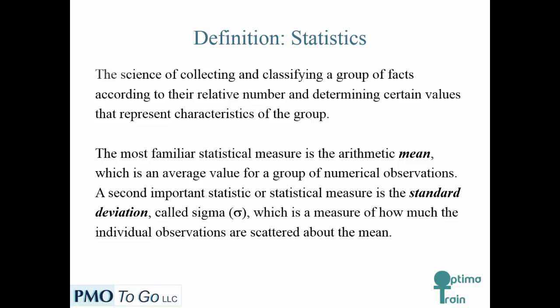So we collect a group of facts about a group. We are probably most familiar with the mean or average of those values. This gives us some idea of the midpoint or central tendency of the group. However, if we have no idea about how those values are spread out, we really don't have a very good picture of the group. We need to know how much the values vary. For this, we use standard deviation.